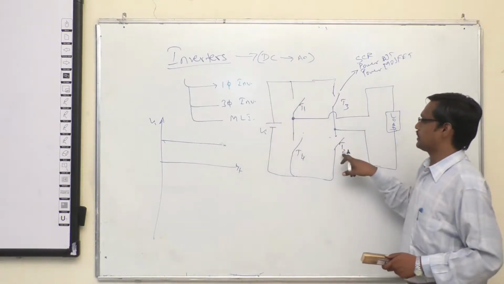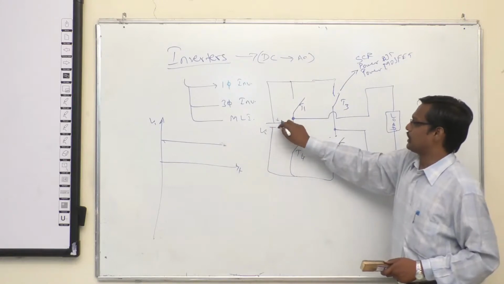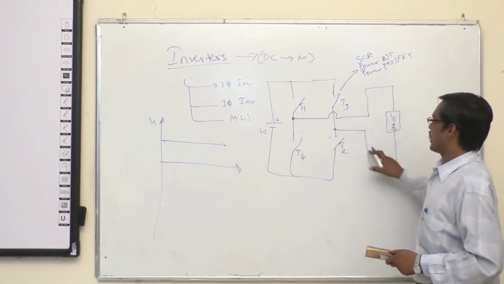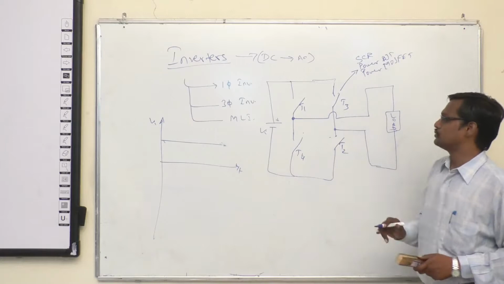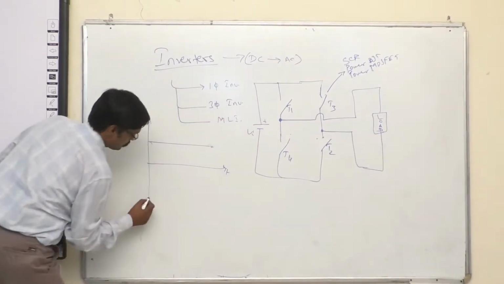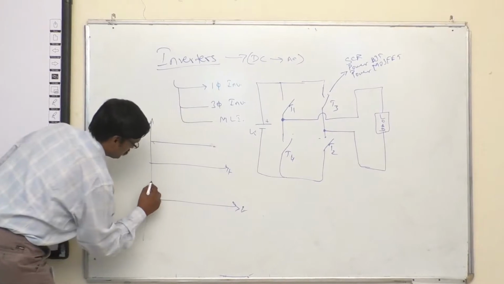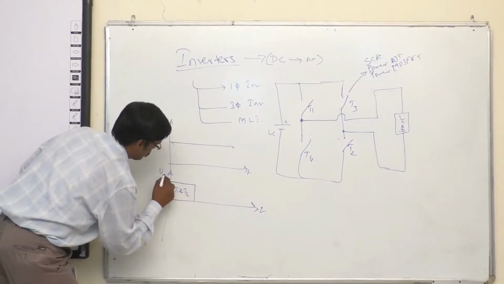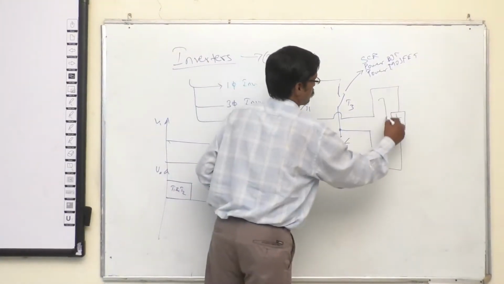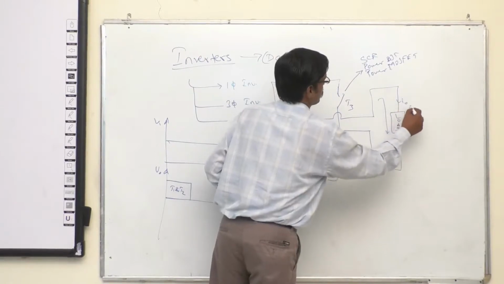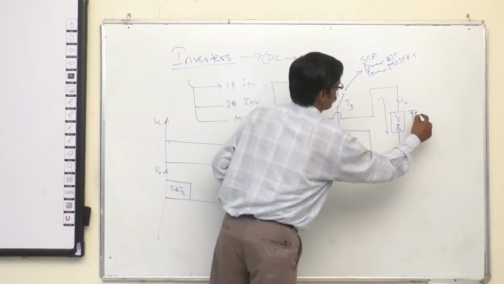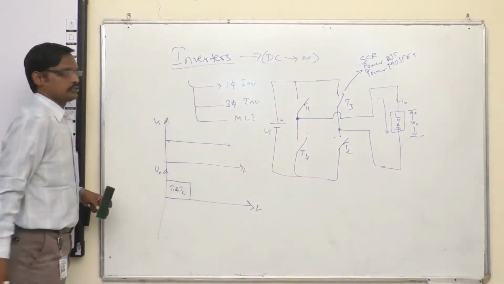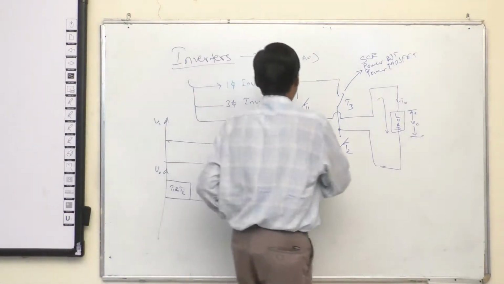When you close T1 and T2, the positive supply available at this battery point will flow through T1, the load, and return back to the source through T2. So whenever T1 and T2 are connected, the output voltage is going to be positive. Consider this as the positive direction of the output voltage and output current. So you will be getting some positive output voltage across the load.